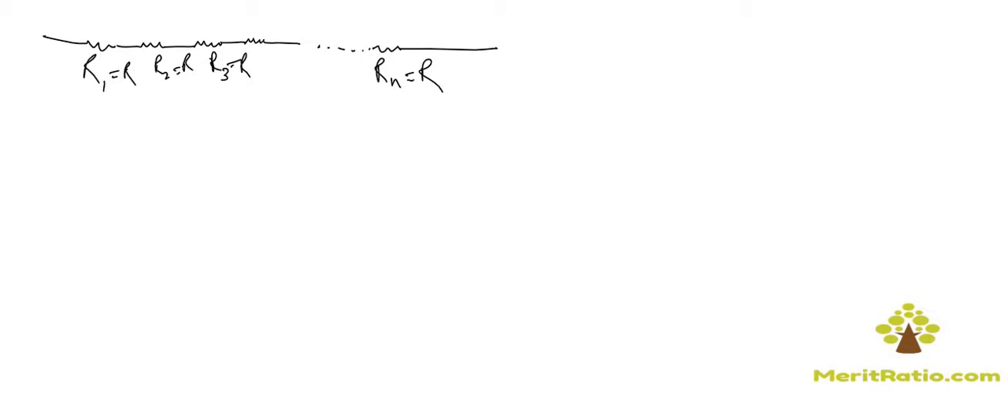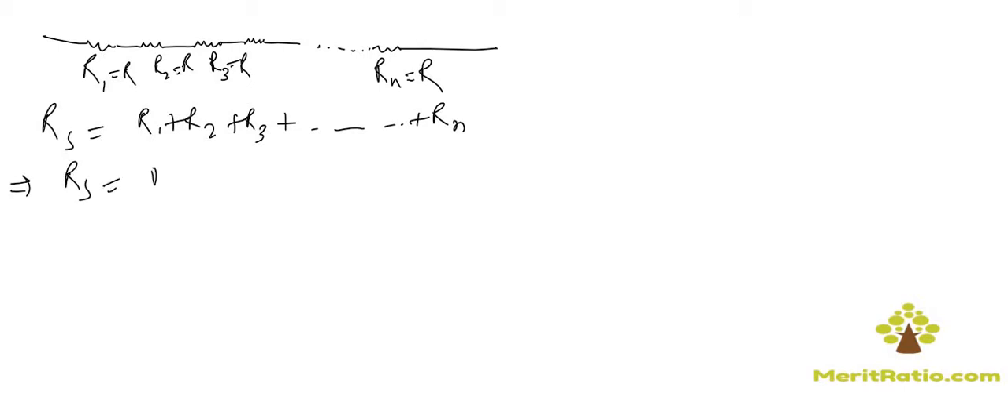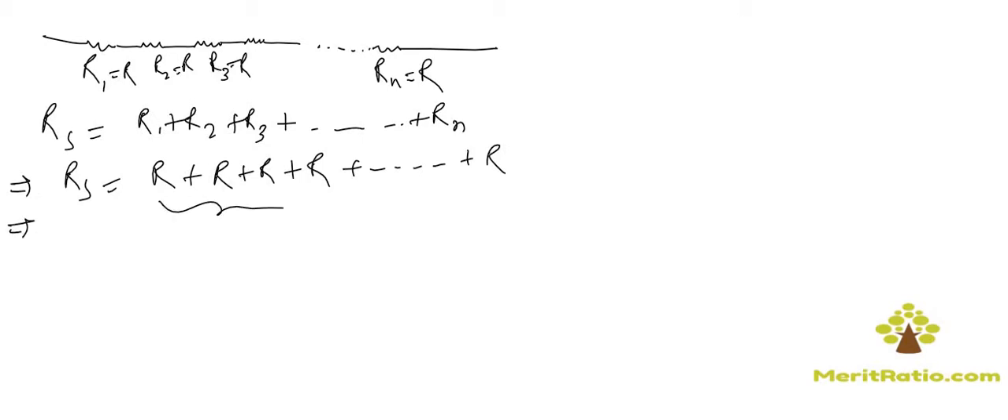We have already obtained the formula of equivalent resistance, that is Rs is equal to R1 plus R2 plus R3. In this present situation, the number of resistors is n, and each resistor has got the equal value of resistance, so we can also write like this. All these resistors are n in number, so we can write Rs is equal to n into R.